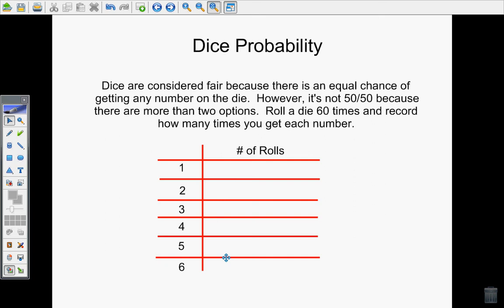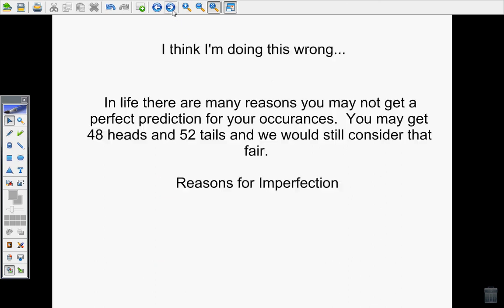I could find the probability of getting a 1 or a 2. Probability of a 1 or a 2 would be 10 plus 10, so 20 out of 60, which is about a third of the time, or 30%. So you could use this chart and combine the numbers in different ways and find the probability of getting a whole series of different numbers or different rolls.